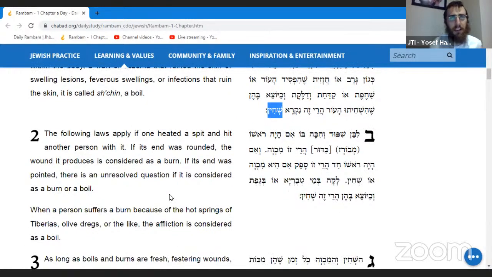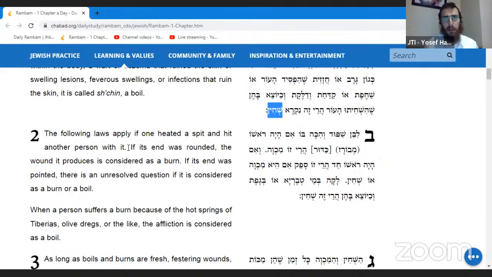Now that we've clarified that we have mikhveh and we have shchin, we have burn skin damage, and then we have boil skin damage. So the following laws apply if one heated a spit and hit another person with it. So here, this is a hybrid because it was hot, but there was impact. So which one is it?